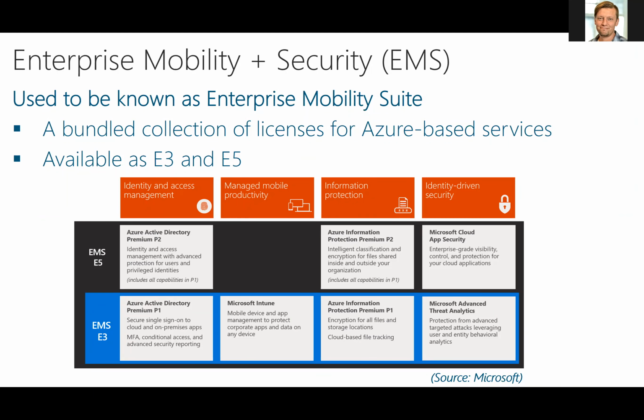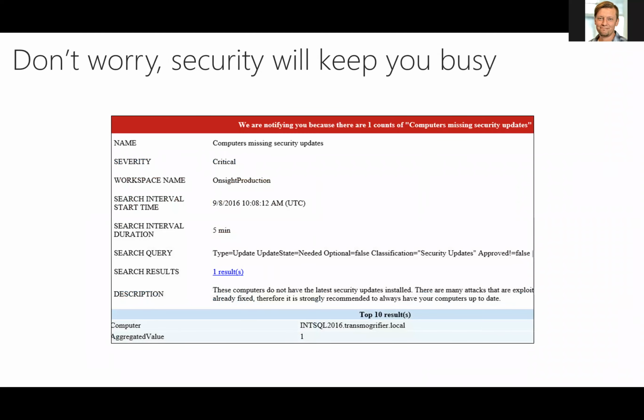EMS, Enterprise Mobility plus Security licensing. EMS E3 gives you AAD Premium P1 as well as ATA license. EMS E5 gives you P2 as well as Cloud App Security. So in that sense, EMS E5 gives you the best of both worlds in Office 365 and Azure, and EMS E3 gives you quite a lot, but not some of the features you get in the cloud.